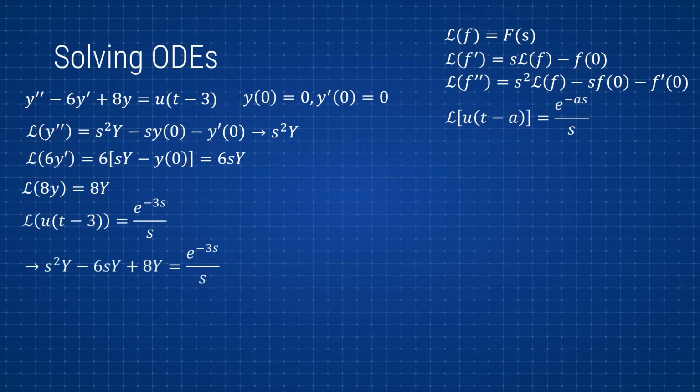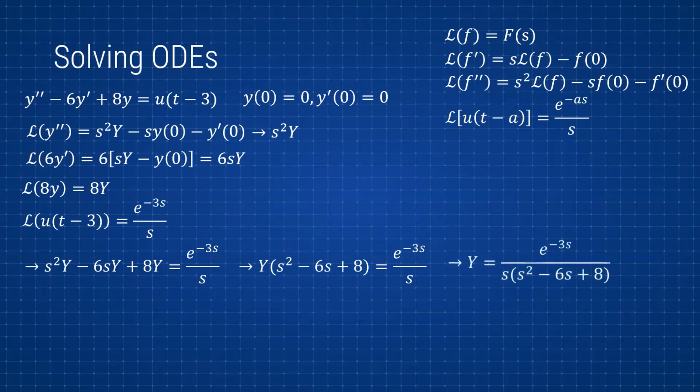Now we put everything together. We have s squared capital Y minus 6s capital Y plus 8 capital Y equals e to the negative 3s over s. We factor out a capital Y, we're only left with this quadratic equation, and then we solve for capital Y by dividing by that, and we get the following. That quadratic equation in the bottom can be factored, and we get our answer to be e to the negative 3s over s times (s minus 2) times (s minus 4).